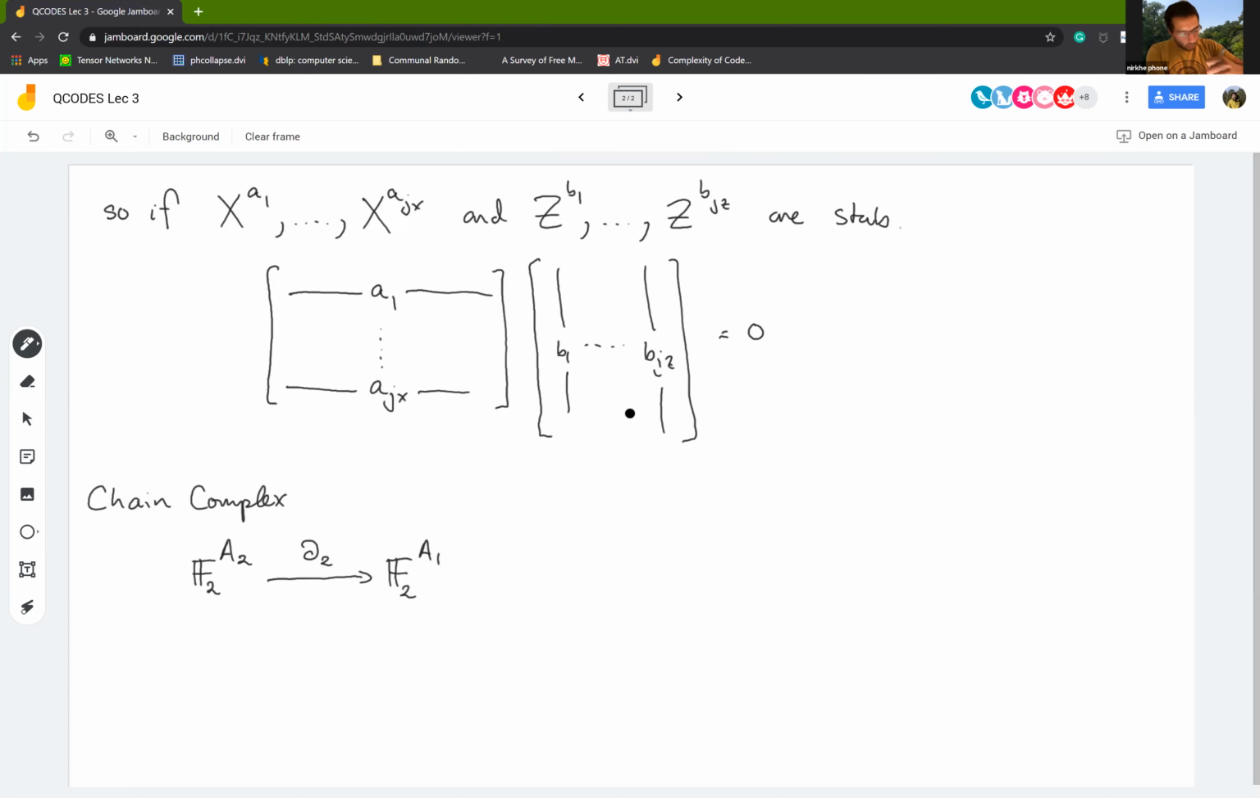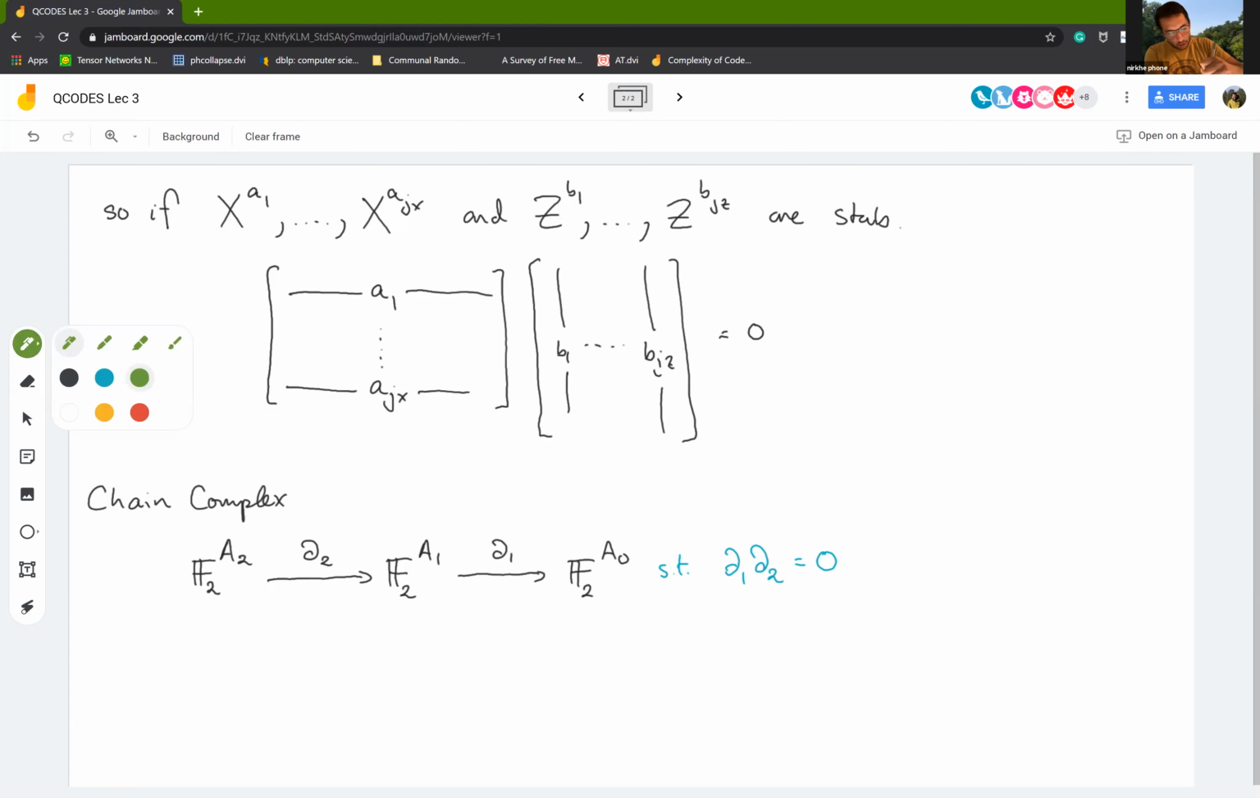Okay, and then a boundary map delta 1 from here to A0. And we're going to have a condition that delta 1 times delta 2 is equal to 0. So this is going to be our condition. Such that. Okay.